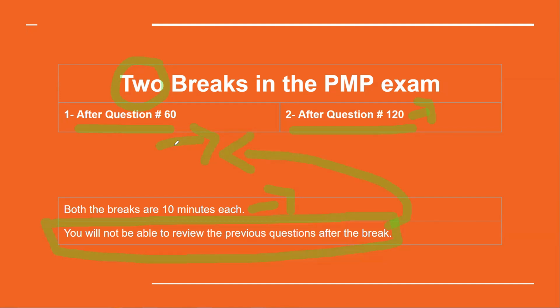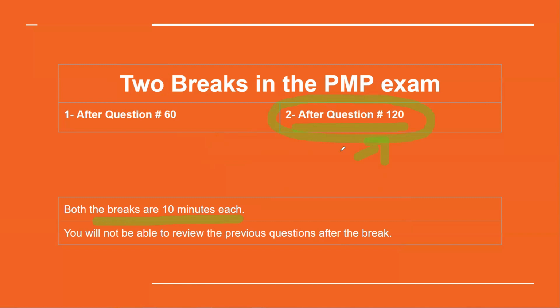So before going into break number one, you have to ensure that you go through all the marked questions till question number 60. If you have any marked questions or any questions that are not answered, you must answer them before going to the break, because after the break you'll not be able to review them. Same is the case with the second break. After question number 120, you'll get the second 10-minute break. But before proceeding to the break, you have to make sure that you have answered all the questions.